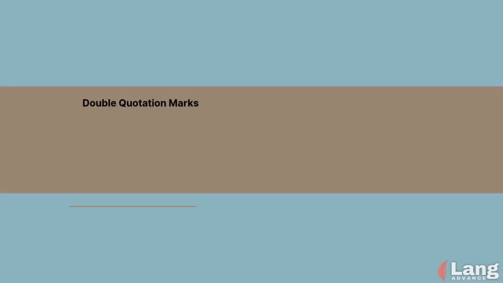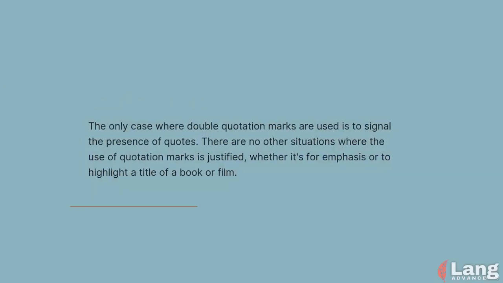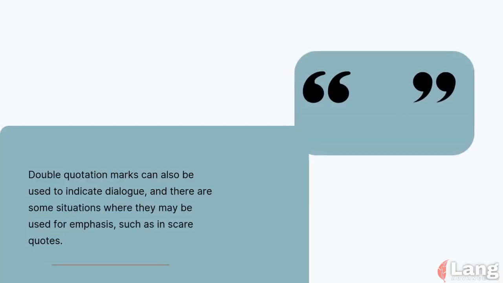Double quotation marks. The only case where double quotation marks are used is to signal the presence of quotes. There are no other situations where the use of quotation marks is justified, whether it's for emphasis or to highlight a title of a book or film. Double quotation marks can also be used to indicate dialogue, and there are some situations where they may be used for emphasis, such as in scare quotes.